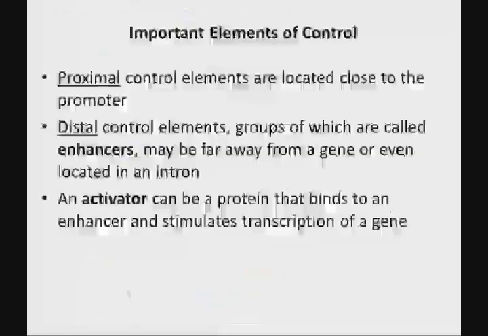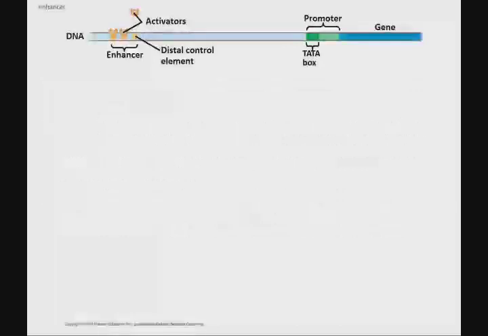So again, we're going to talk about proximal control elements that are located close to a promoter. These seem to make sense. And distal control elements, which we use a fancy word called enhancers. And you'll hear about a technique if you go on to molecular biology called an enhancer trap. And that's a way to locate sequences of DNA anywhere in the genome that affect a specific gene expression pattern. So we'll talk about activator proteins that can bind to enhancers and stimulate transcription of a gene. Okay, so this is upregulation with enhancers.